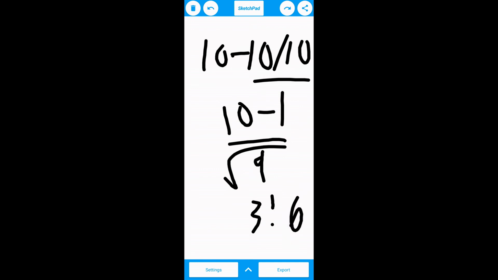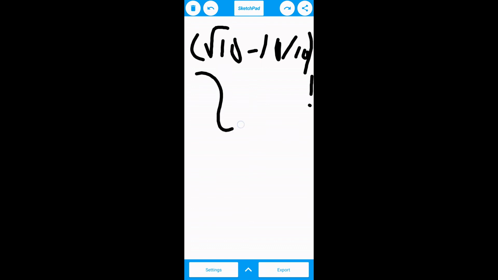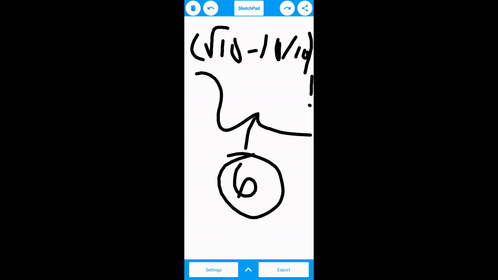So in its original form, it would be written as this, and this equals 6. Therefore, the answer is always 6.